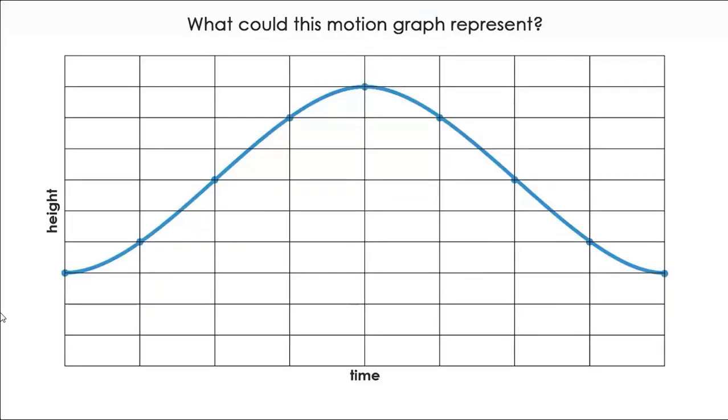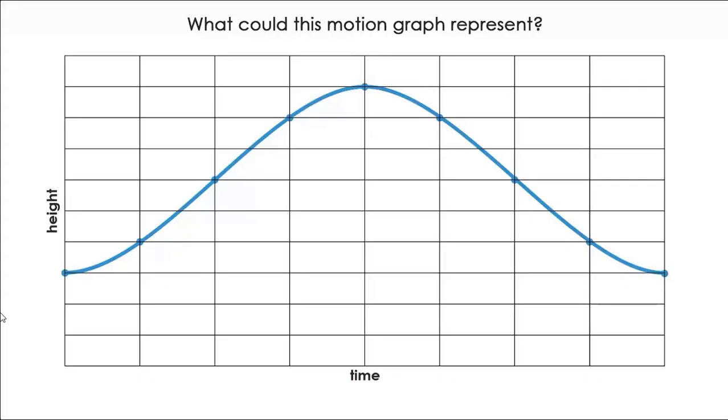Once you have identified and graphically modeled the motion that you would like to replicate, how do you design a cam to imitate that motion in an automata? Let's look at an example motion graph. Can you think of any real phenomenon that might be represented by this motion graph?